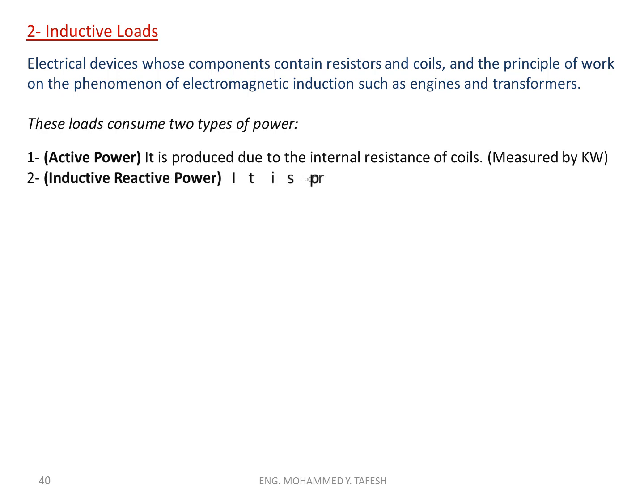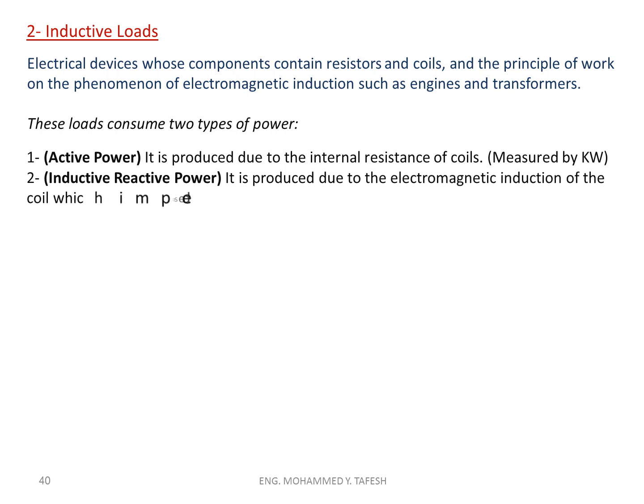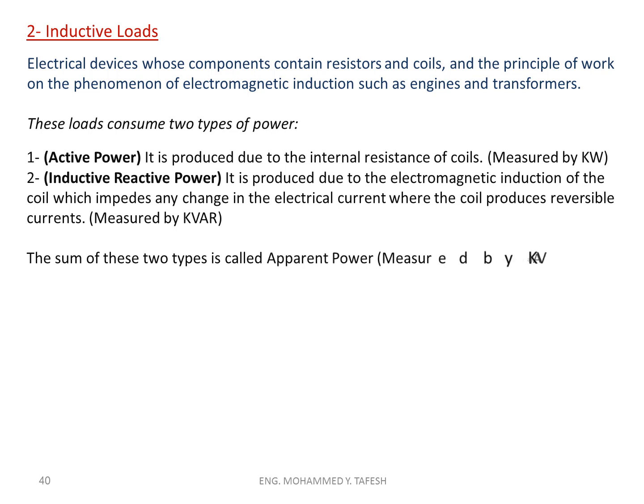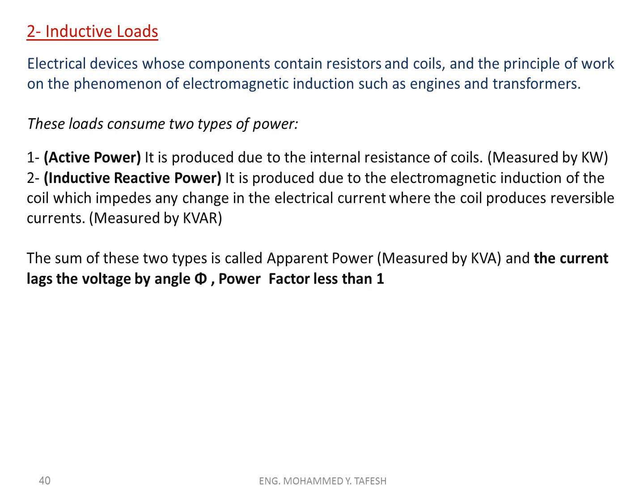And inductive reactive power. It is produced due to electromagnetic induction of the coil, which impedes any change in electrical current, where the coil produces reversible current. It's measured by kVAr. And finally, the sum of these two types is called apparent power, measured by kVA. The current in this case lags the voltage by angle theta, so the power factor is less than 1.